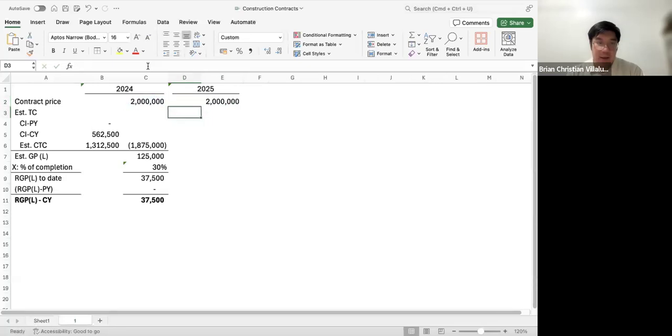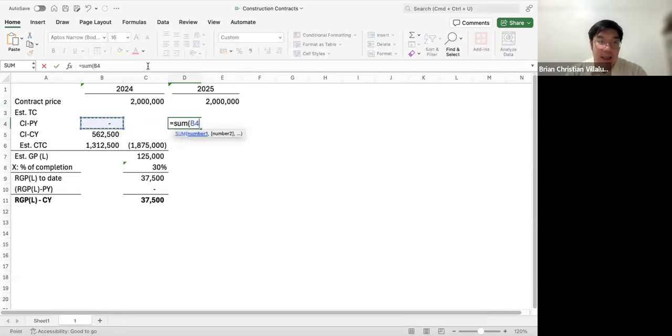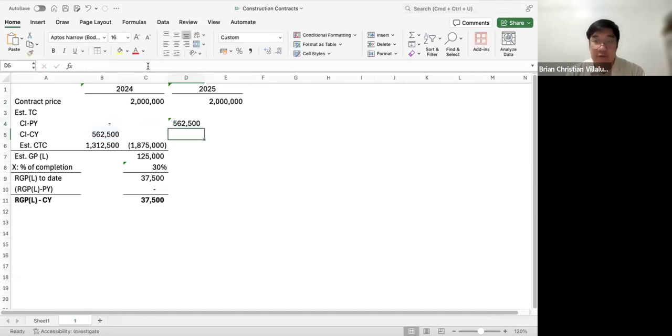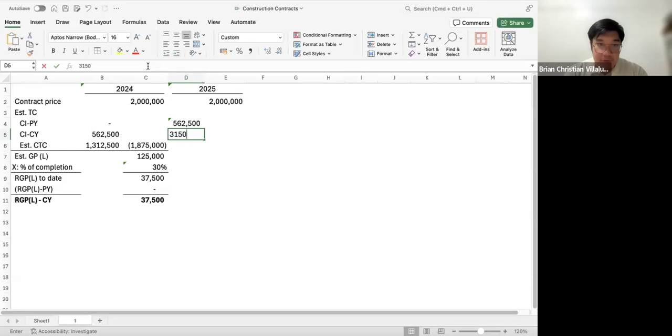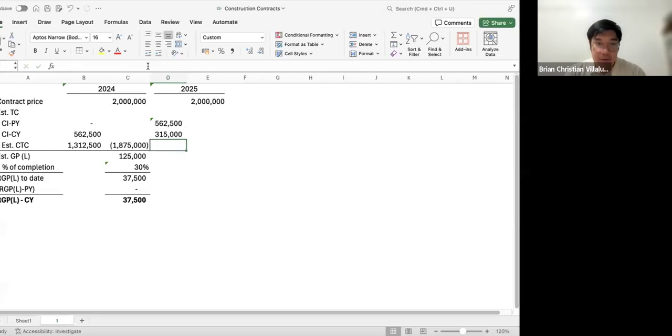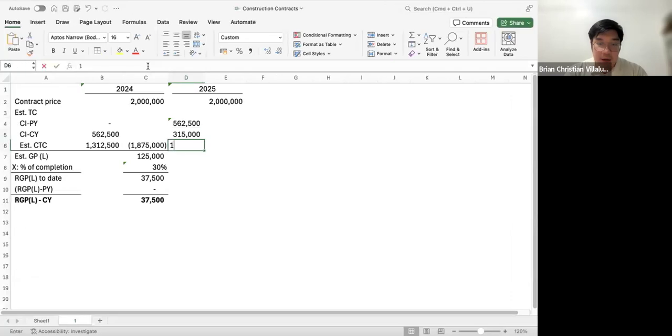Okay? Now, cost incurred prior years, that is simply equal to your cost incurred to date as of last year. No? So yung CIPY natin for 2025 is equal to CIPY and CICY of 2024. So that would be 562,500. And how much is the cost incurred in 2025? 315,000. Estimated cost to complete, 1,072,500.